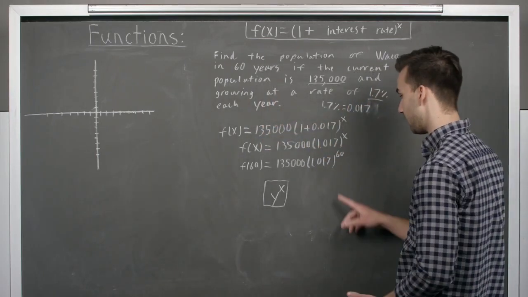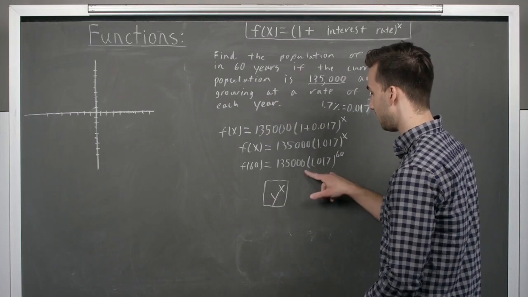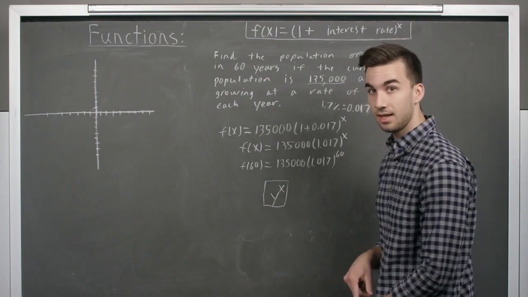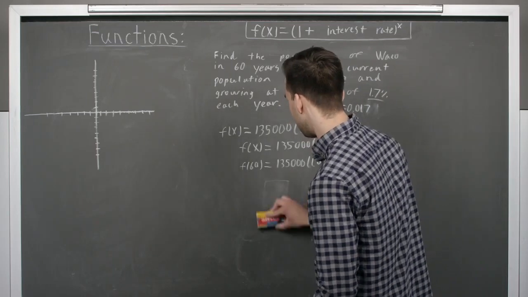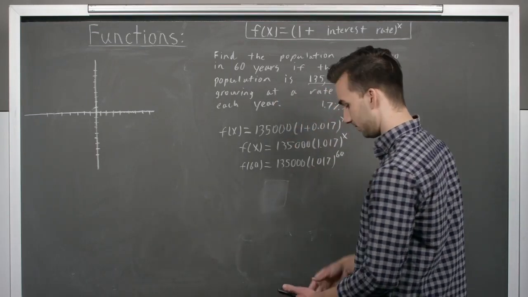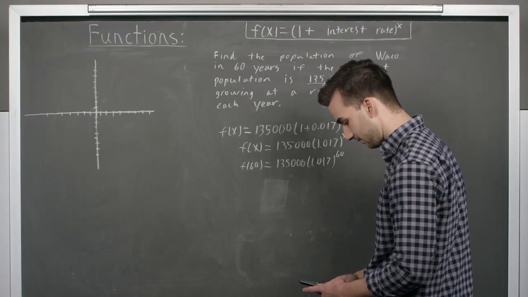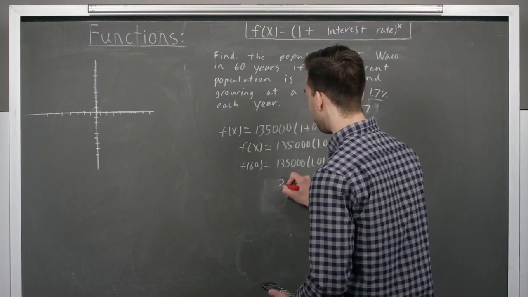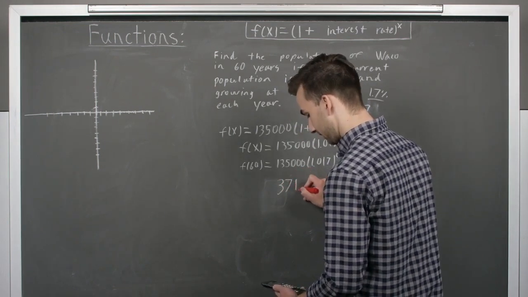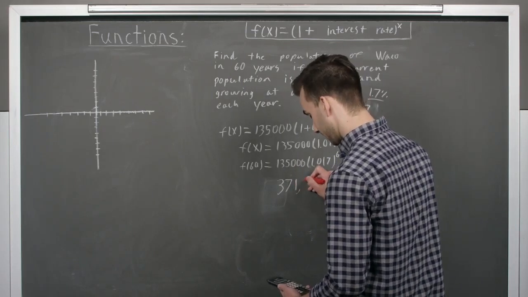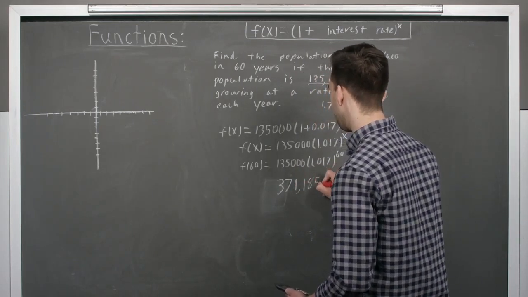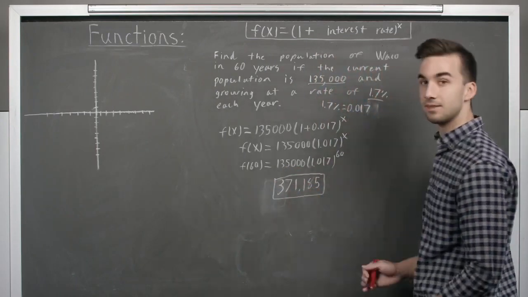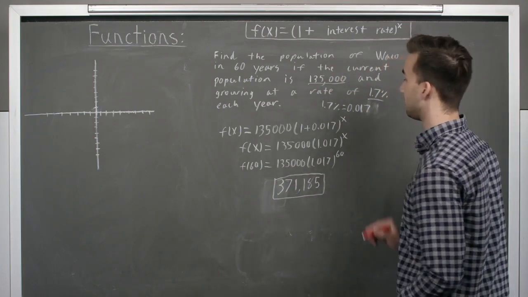So once again, you type in what you want to be the y first, then you hit the button, and then you type in the exponent and hit enter or equals. That's how I calculated this, and then I'm going to multiply that by 135,000, and that will give me 371,185. So that will be the population of Waco in 60 years, and that is our solution for this example.